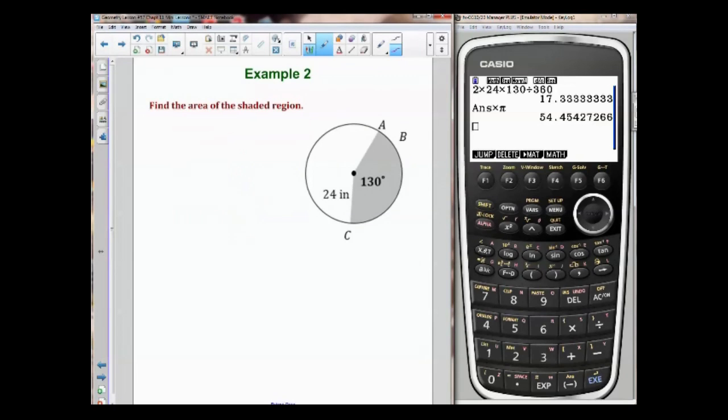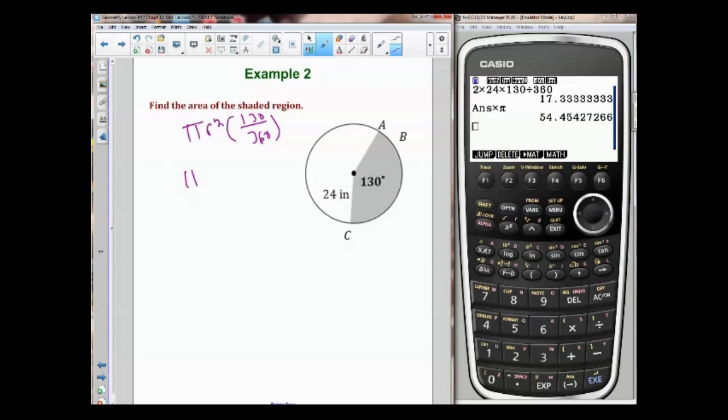We want to find the area of the shaded region. Same concept, even the same problem with the same numbers. But what now we're doing is area. And remember, area of a circle is just pi r squared. But we're going to take a percent of that. We're not going to take the whole area. We're just going to take this percent. So we're going to multiply it by part over whole, 130 over 360. All right?